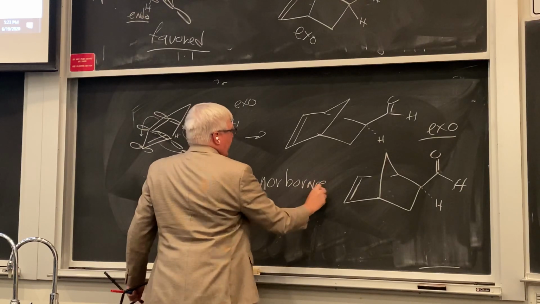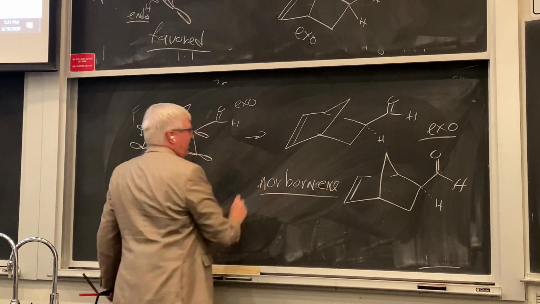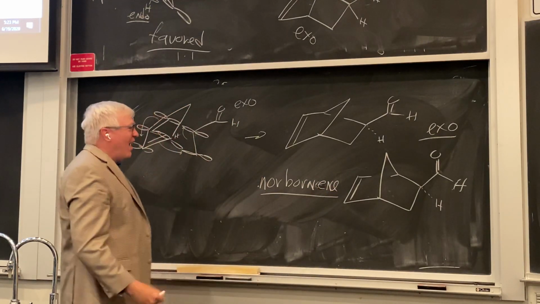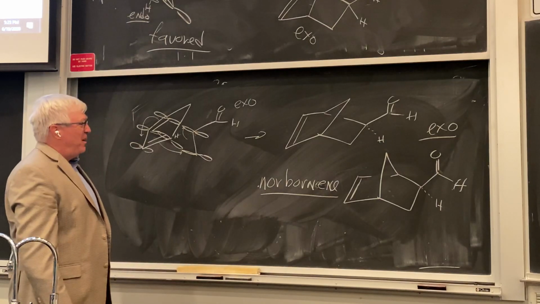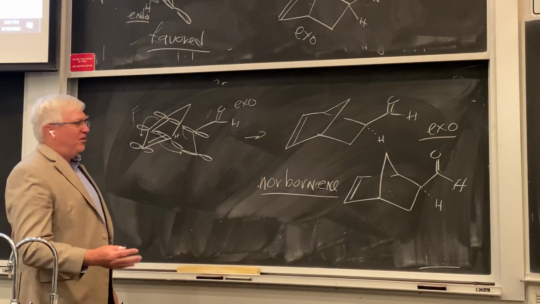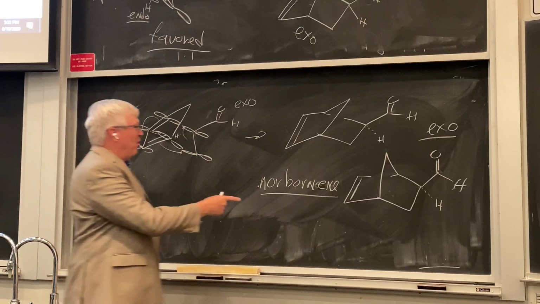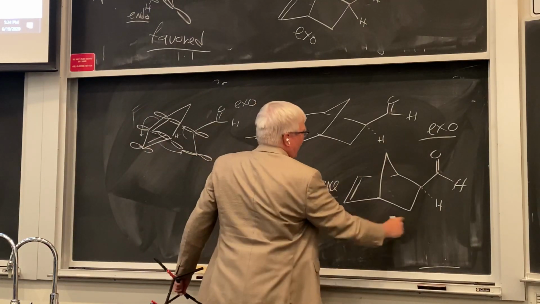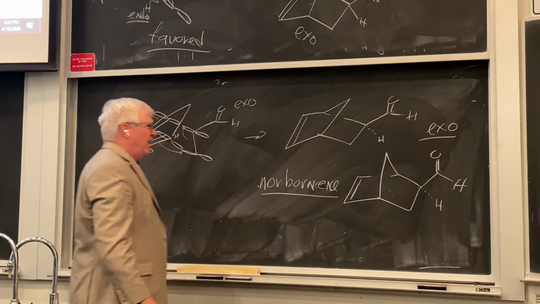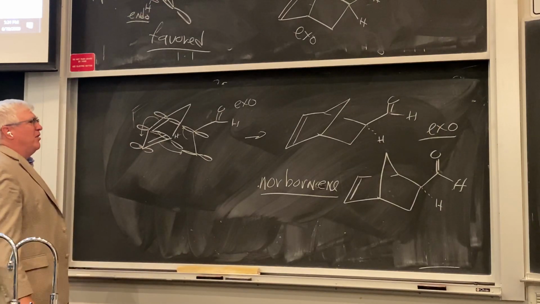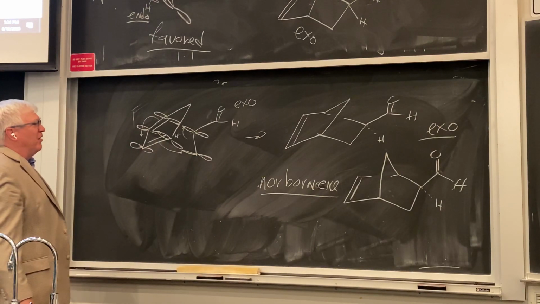Well, it's got an alkene, so we're going to call it norbornene. It's actually common in a lot of terpene compounds in plants. A lot of essential oil compounds have this norbornane type bicyclic structure. So we can make all of those using different variations of the Diels-Alder reaction.